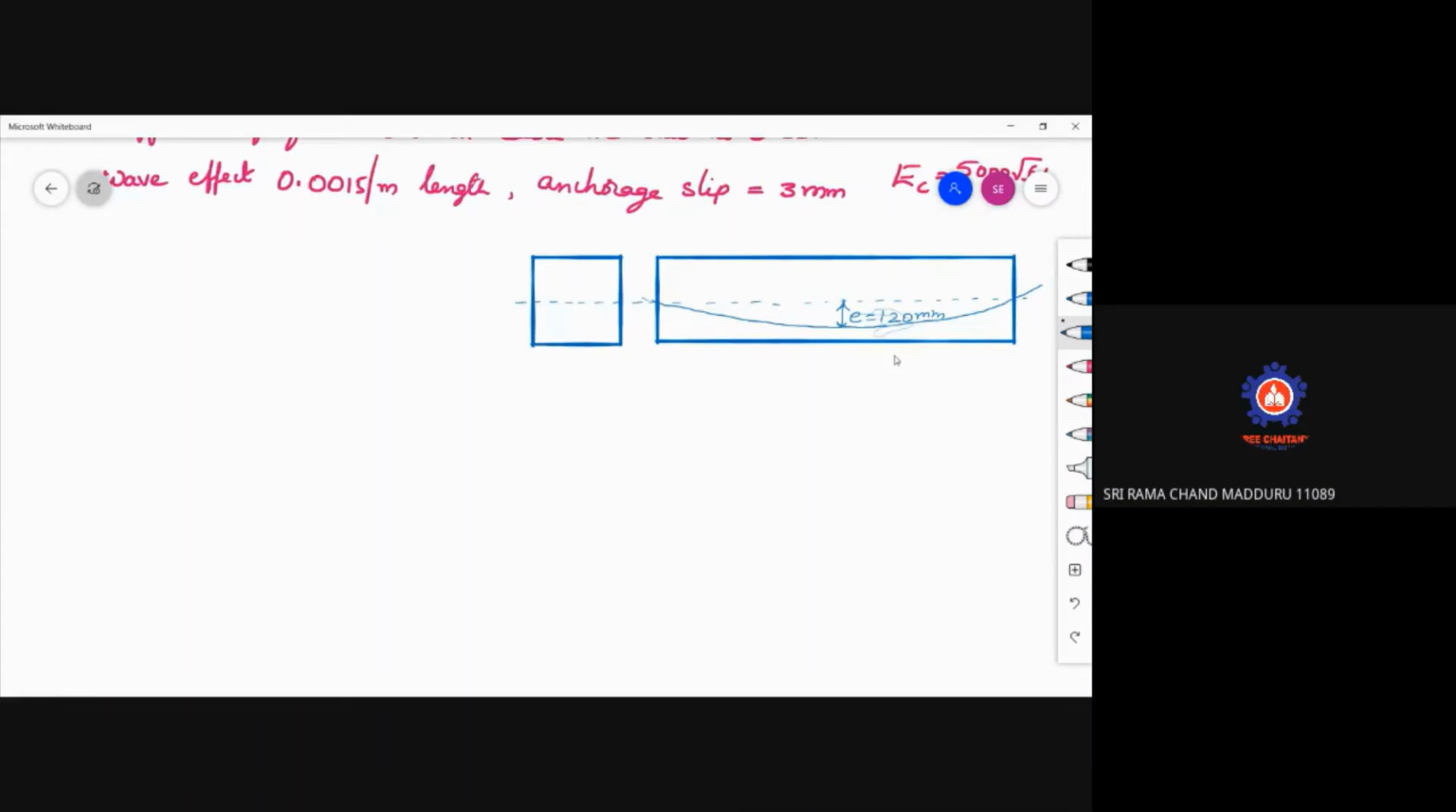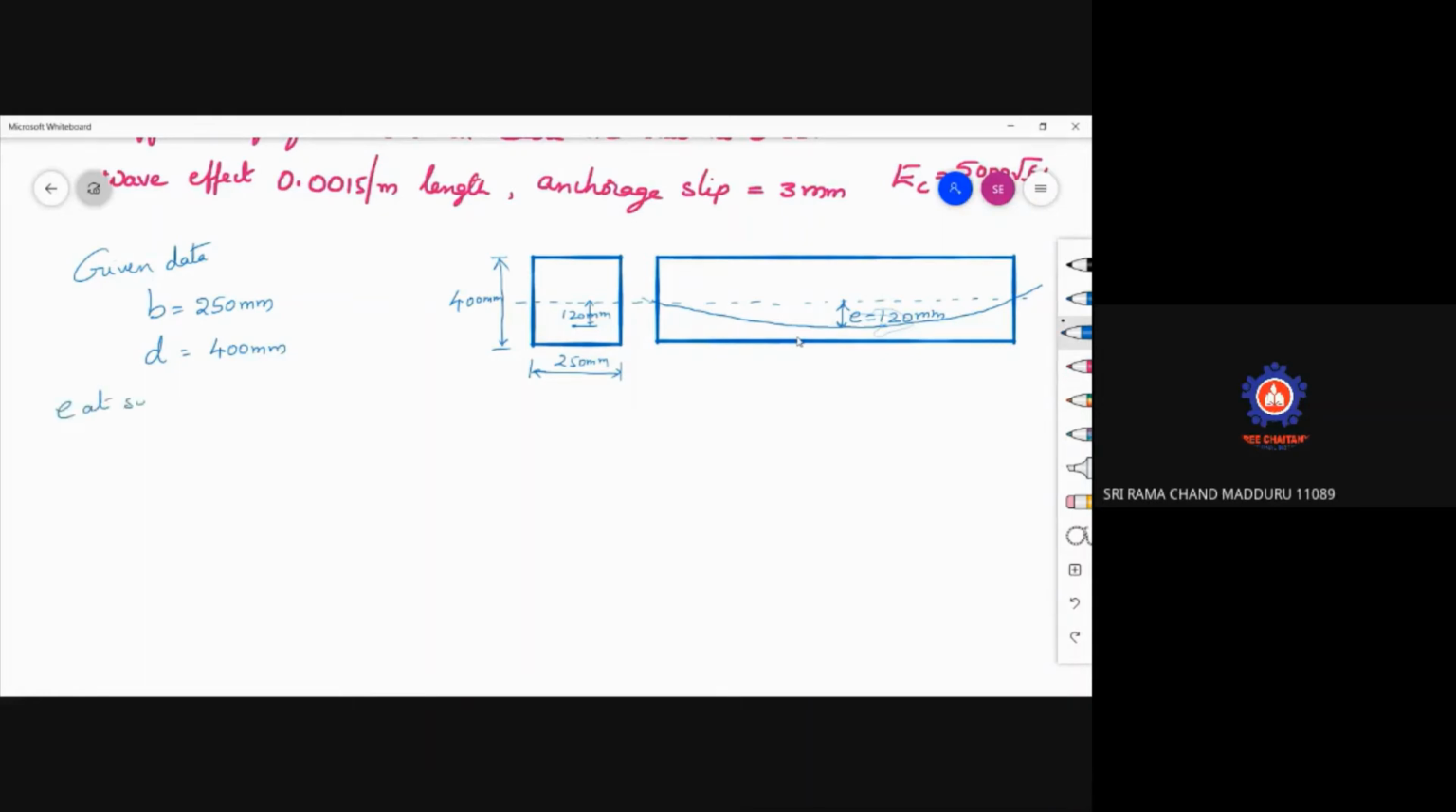Now you can observe here, this is 120, the prestressing force here, this is 120 mm. Now, the width is given as 250 mm, so note down this as 250 mm, and the depth is given as 400 mm. Now write out the given data. B is equal to 250 mm. D is equal to 400 mm.